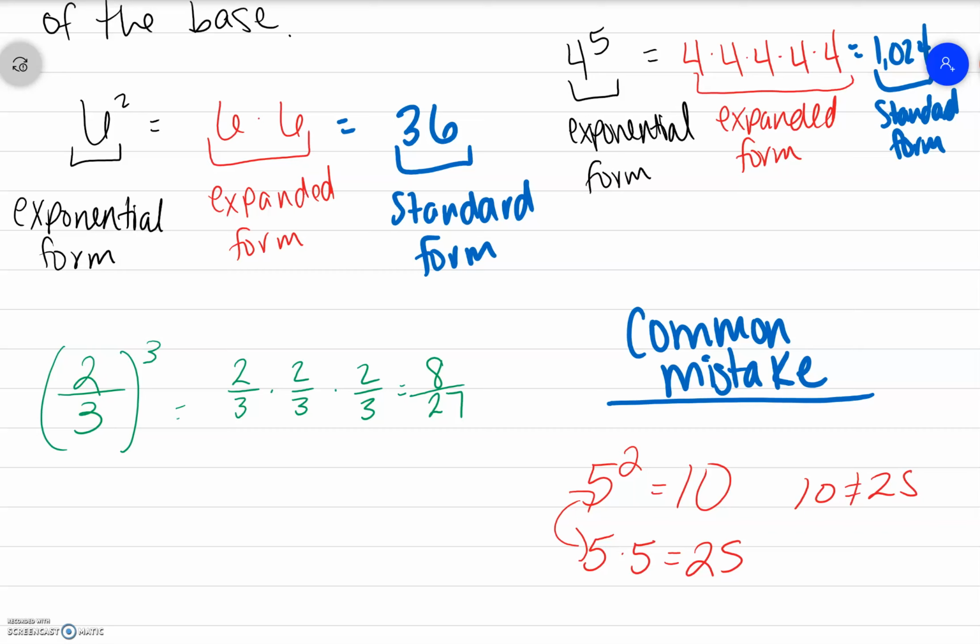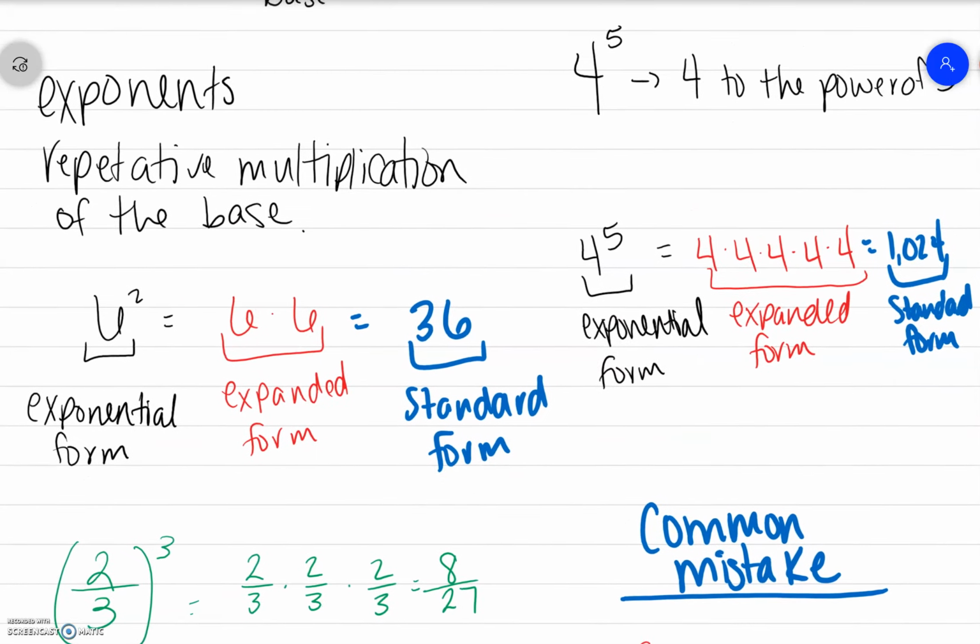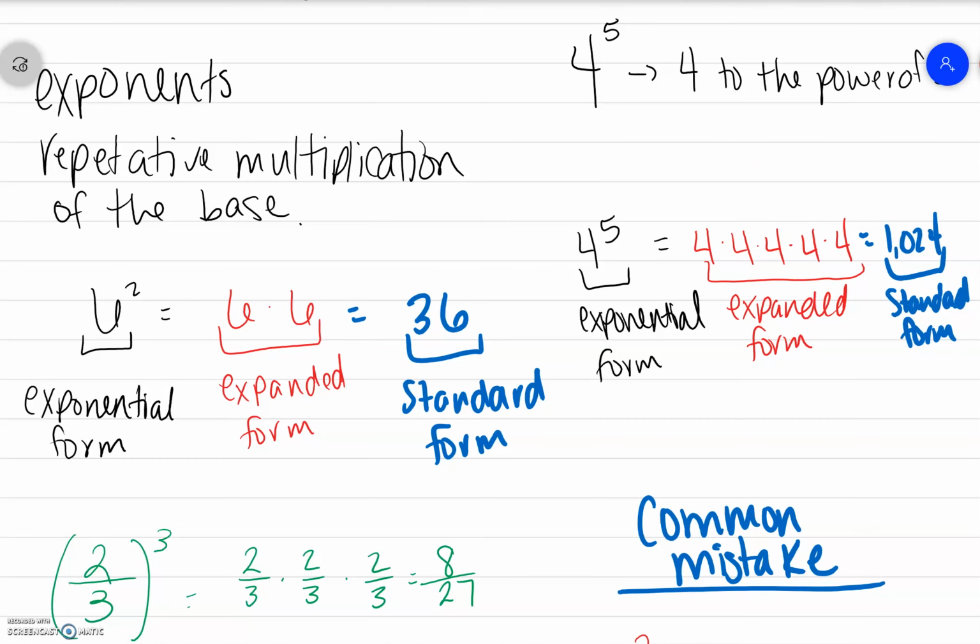So that exponent is repetitive multiplication of the base. It's not the base times that number. It's that base times itself that many times. All right. Well, today you're going to be writing values in exponential form, expanded form, and standard form, and asked to go back and forth from each of them.